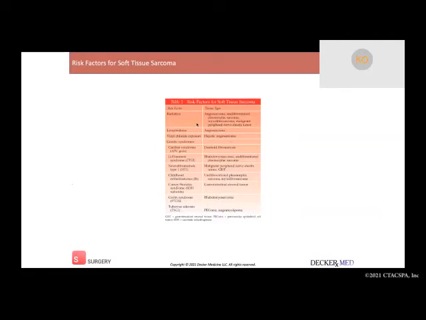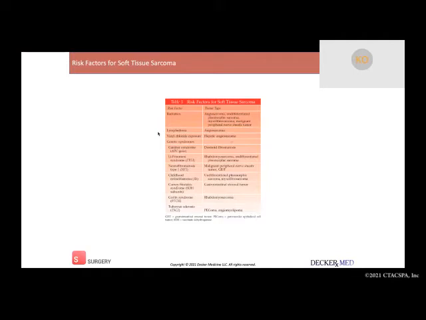Undifferentiated pleomorphic sarcomas, myxofibrosarcomas, malignant peripheral nerve sheath tumors, those also have radiation as a risk factor. Again, lymphedema, and that's Stewart-Treves syndrome. Again, the setting of a patient who had breast cancer, radiation, lymphadenectomy, has lymphedema in the arm. Again, it's going to be angiosarcoma.